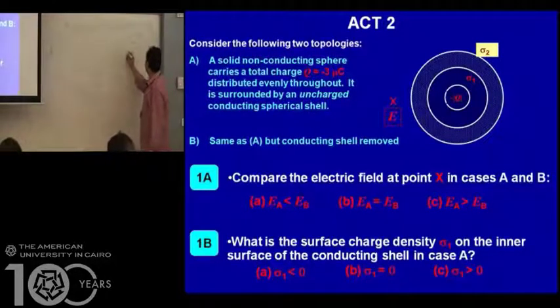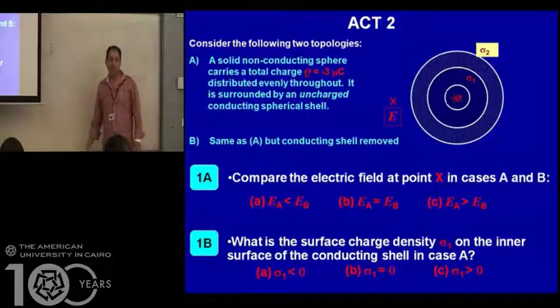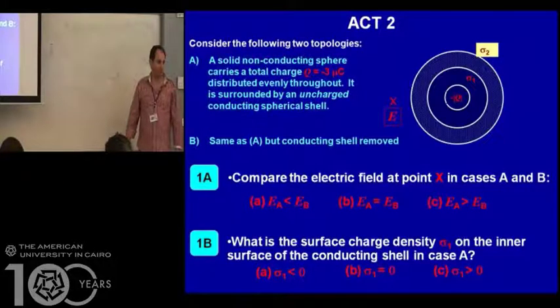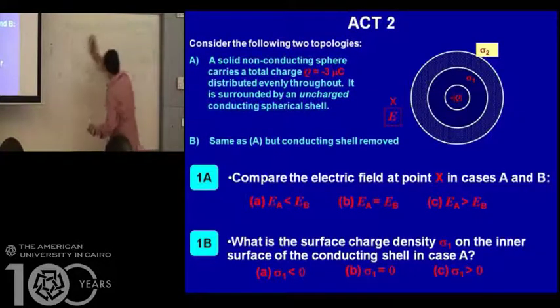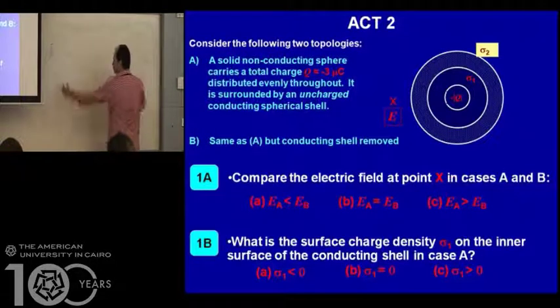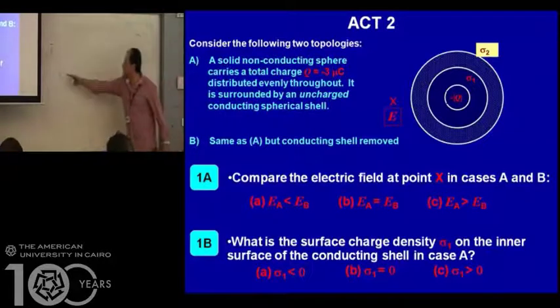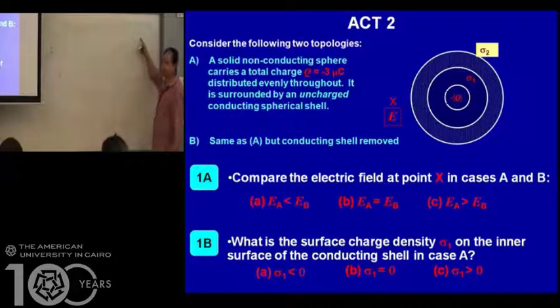You end up having E equal to 1 over 4 pi epsilon 0 Q over r squared, and you have a negative sign here. So that's case A. Case B is exactly the same. If you remove the shell and look inside Gauss's surface, what is the charge inside Gauss's surface? The distance R is the same, Q is the same, so the electric field should be the same.